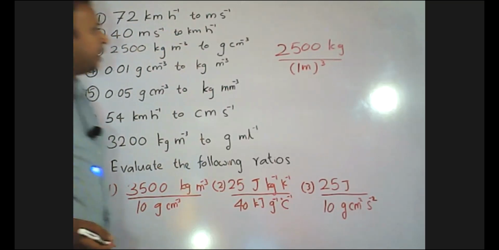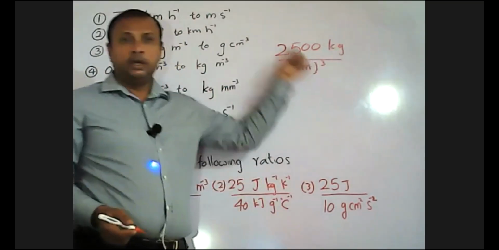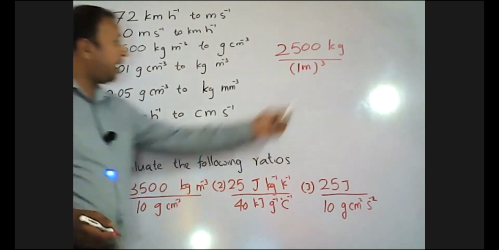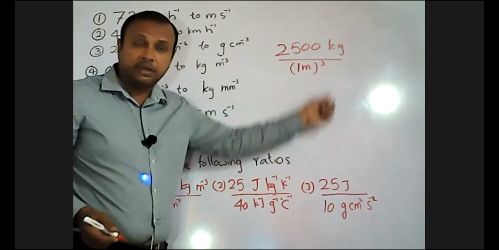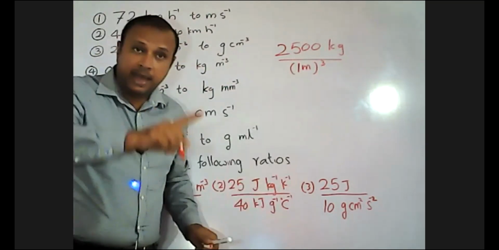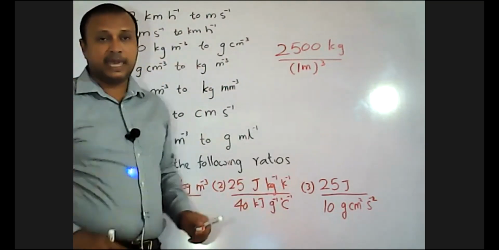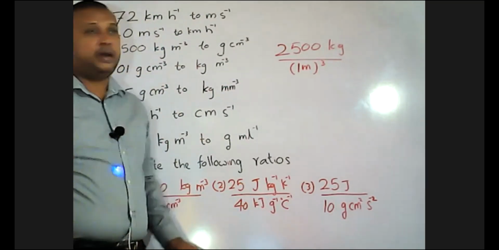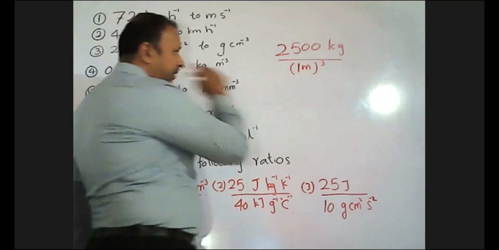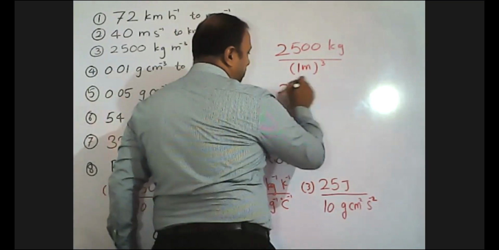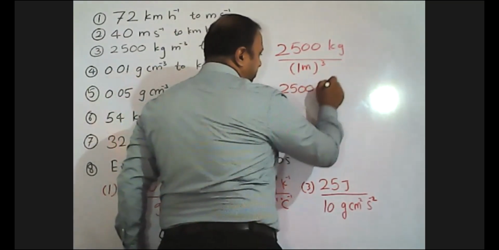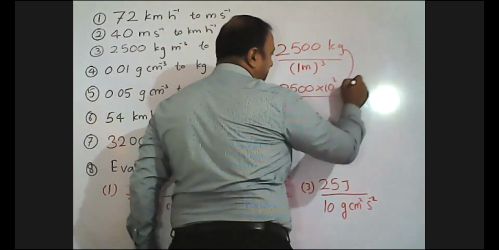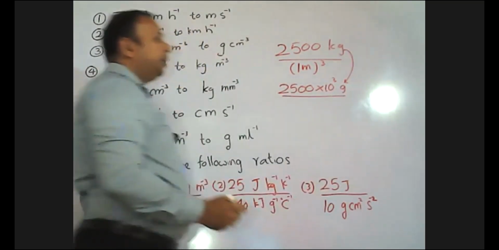Then you have to convert each and every unit to the unit that you want. In this case, you have to convert kilogram into gram. Kilogram into gram means a large scale into a small scale. Then you have to multiply 2,500 into 10 to the power 3. Then kilogram will be converted into gram.